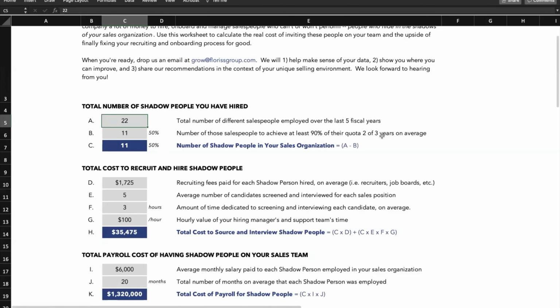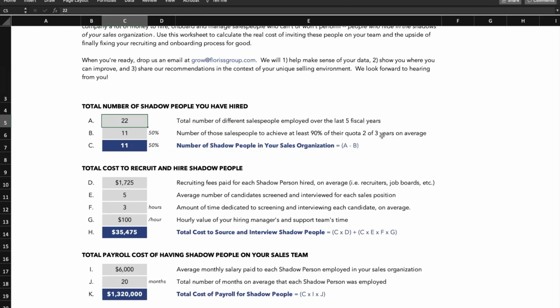And this was done with an organization that averaged somewhere between 7 and 12 salespeople at any one point in time, depending upon their goals and depending upon what the market would bear. We're looking to identify how many of those people that we hired would we say were performers. Now, this is where you can modify the calculator with your definition of what a performer is. We tend to think of a performer as someone who's hitting at least 90% of their number or their quota for 2 of the last 3 years on average. In this case, about half of those folks that were hired were underperformers, what we call shadow people.